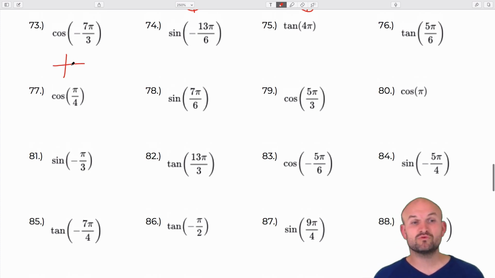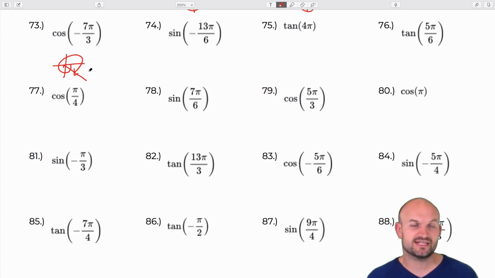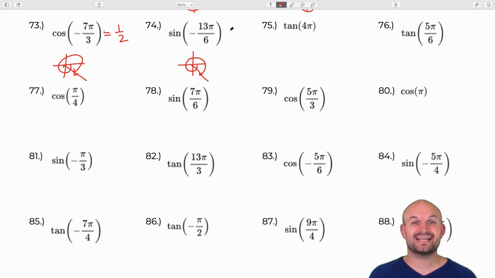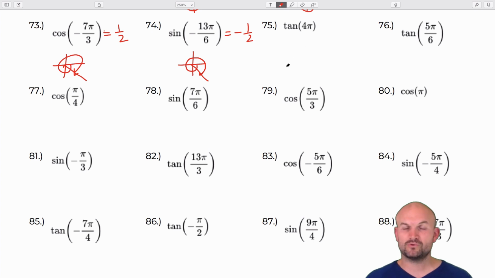All right, negative 7 pi over 3. Let's see, that's going to be larger than a revolution, right? That's going to be all the way around is negative 6 pi over 3, so that's negative 7 pi over 3. So cosine of pi over 3 is 1/2, but since it's in the fourth quadrant, it is also going to be positive 1/2. Negative 13 pi over 6 is greater than a revolution, 12 pi, so 13 pi. That is in the fourth quadrant, so therefore sine is now negative. The sine of pi over 6 is 1/2, but in this case, since it's in the fourth quadrant, sine is negative. Tangent of 4 pi just gives us back to this point.